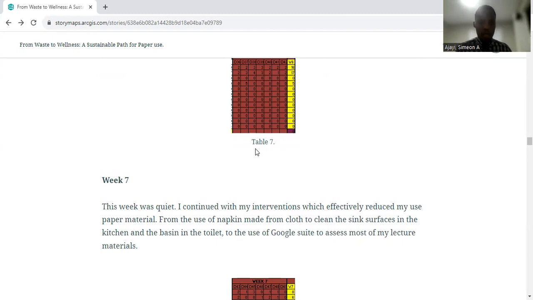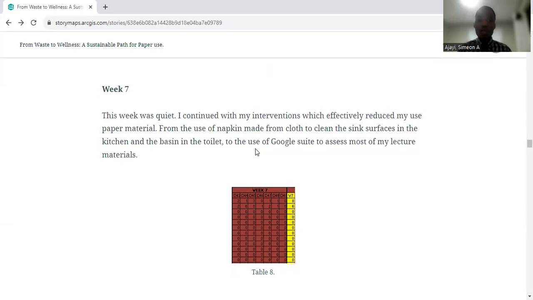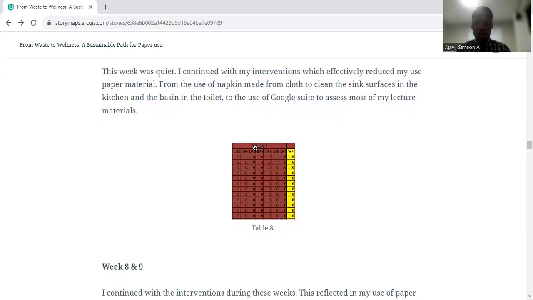It also reduced my use of paper product because I had already substituted that with the use of Google Books. All right, so week 7, this week was quiet. I continued with my interventions, which effectively reduced my use of paper materials, from the use of napkins made from cloth to clean the sink surface in the kitchen and the basin in the toilet, to the use of Google Suite to access most of my lecture material. This trend continued as well, and I could see the reduction in the number of paper products, as evidenced by my data here.